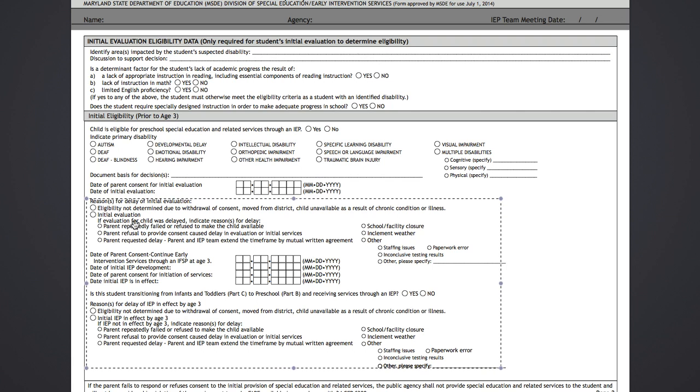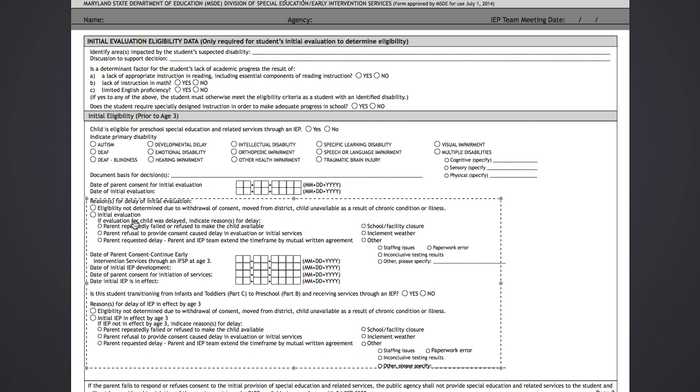Before we move on to the next section of our IEP, I just want to be clear about the options that parents have prior to age 3 or upon age 3 when they provide initial consent for early intervention services. So before the age of 3, if a child with a current IFSP is determined to be eligible for special education related services, the child's family may choose from one of two options.